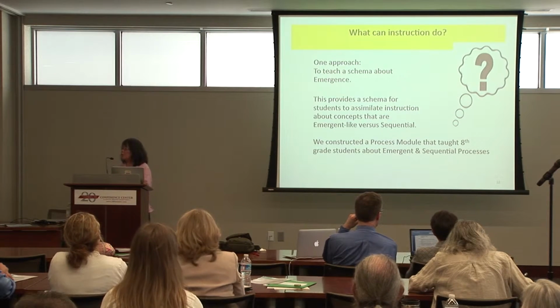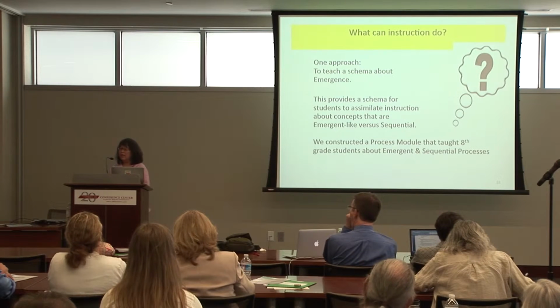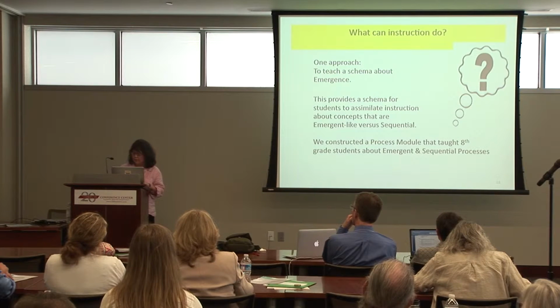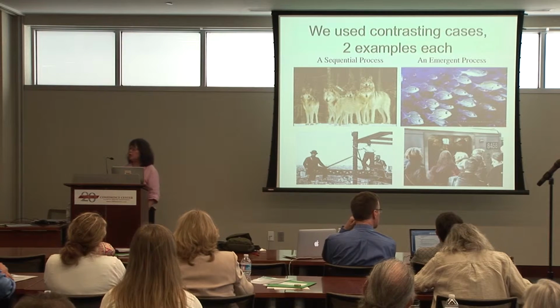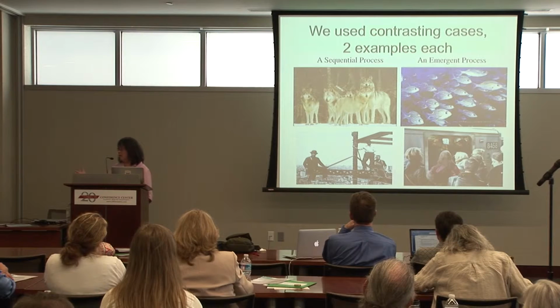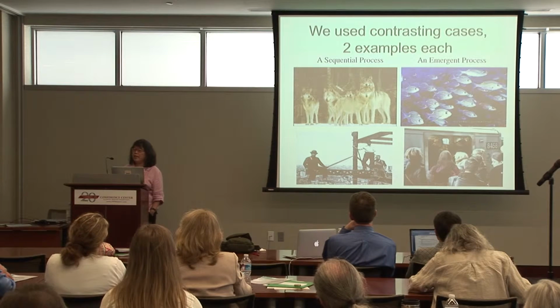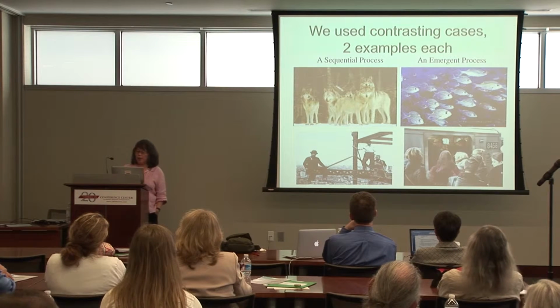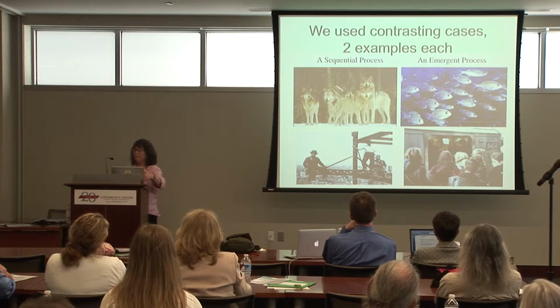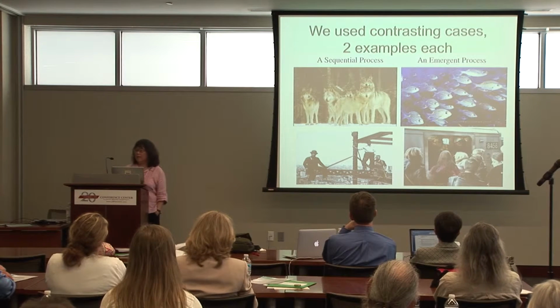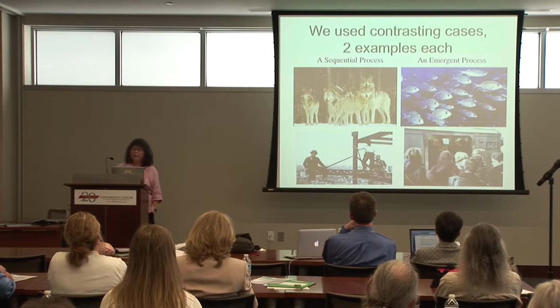So what we did was we constructed a process module that taught 8th grade students about both emergent and sequential processes. We used two contrasting examples in our module. Our module is about, let's say, 6,000 words, so you get a sense of how long it is. We gave them two examples each: sequential processes, which are wolves and building a skyscraper, which is another example someone talked about here, and an emergent process, which is fish schooling and crowding to get on a bus.